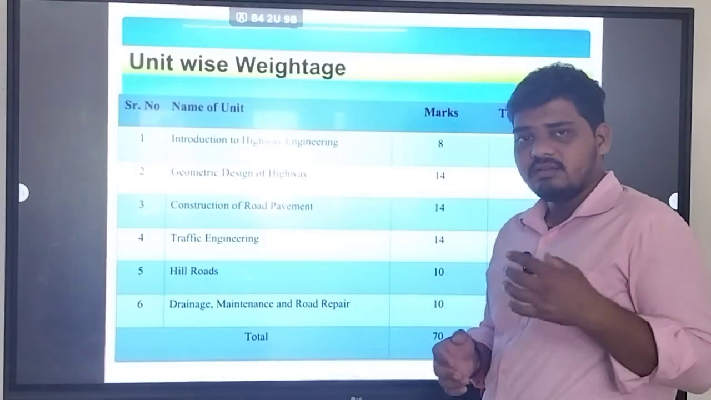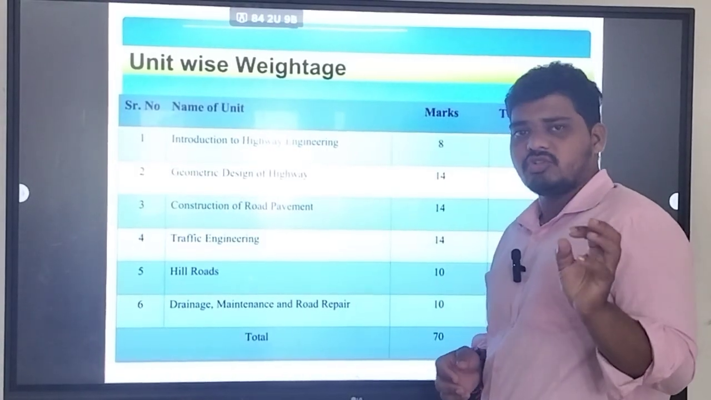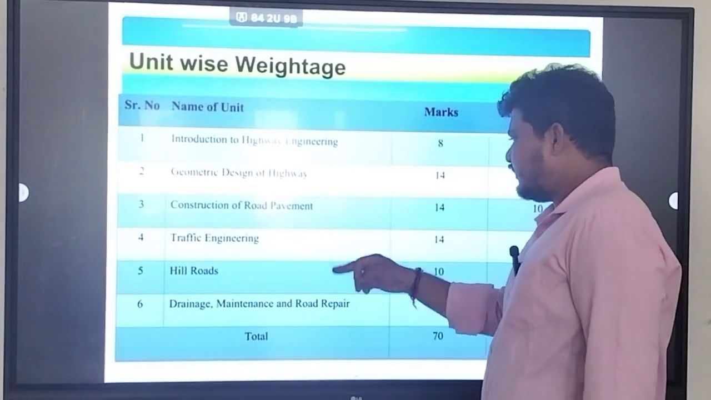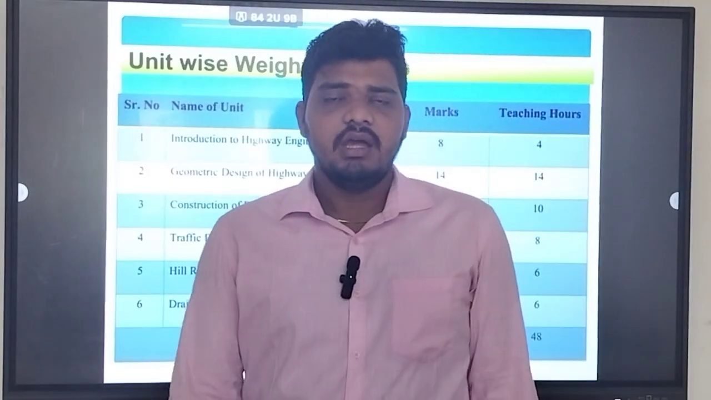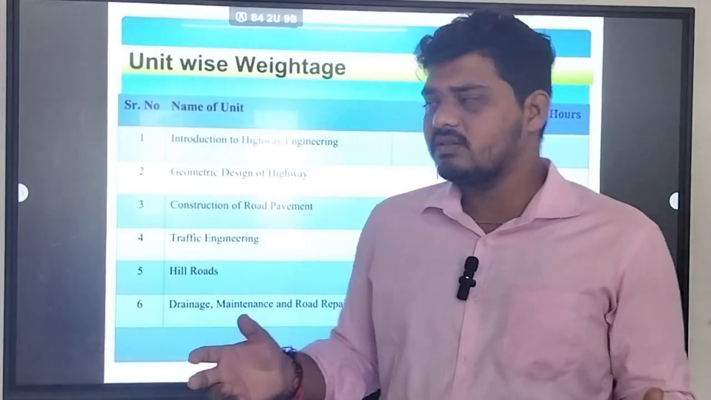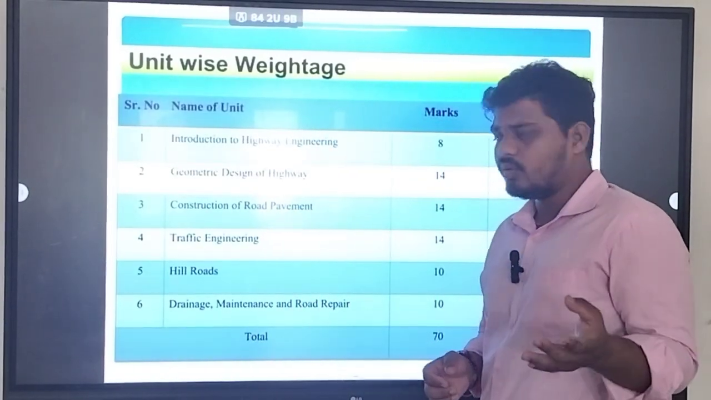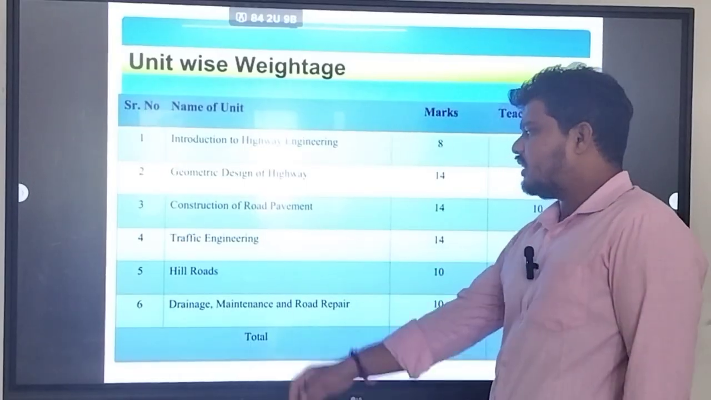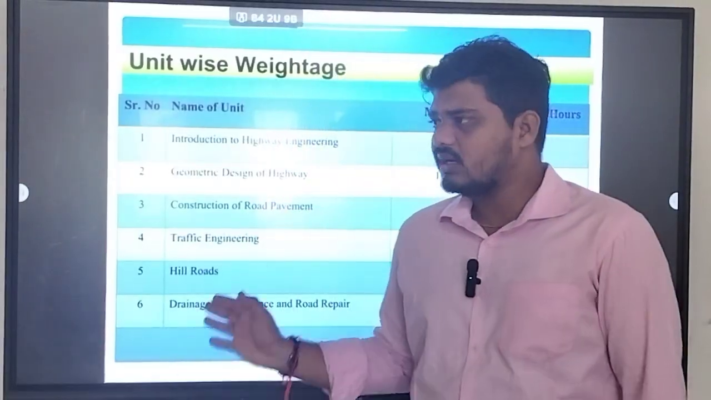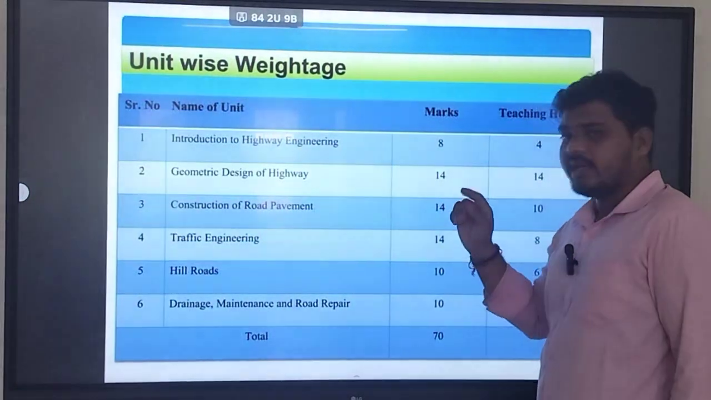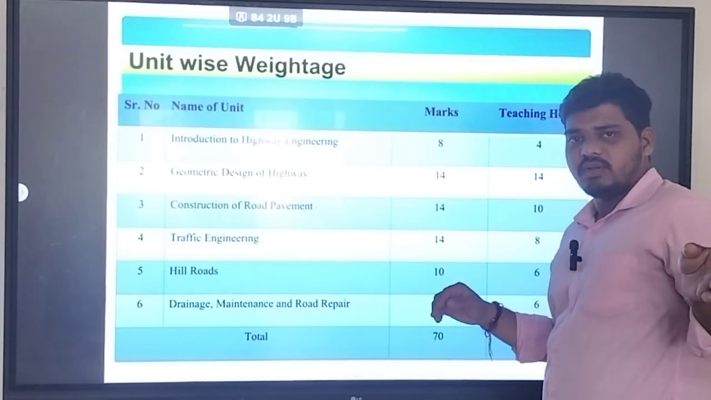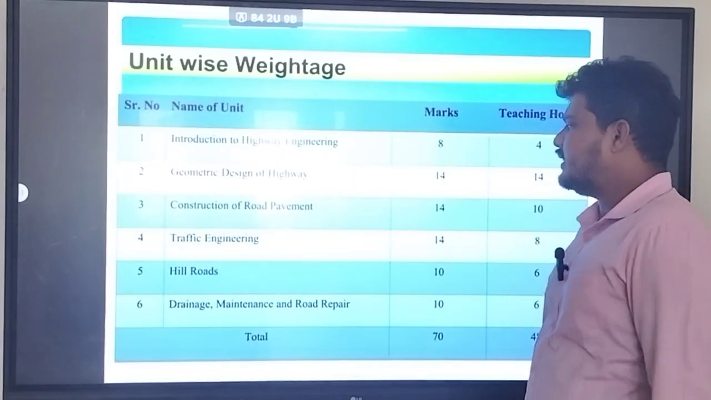Wearing course is made up of bitumen with fine aggregate. Okay, so we'll study how the road is constructed. Then traffic engineering. In traffic engineering, we will study how much the traffic volume is, what is the speed of the vehicle, then what is the density on the road, what is the capacity of the road. These things are studied in traffic engineering. Then hill roads. In hill roads, different types of structures are there, like hairpin bend and retaining wall structures. These things are studied in hill roads.